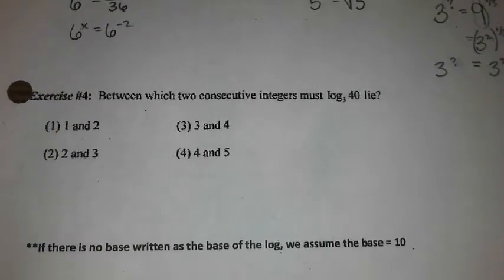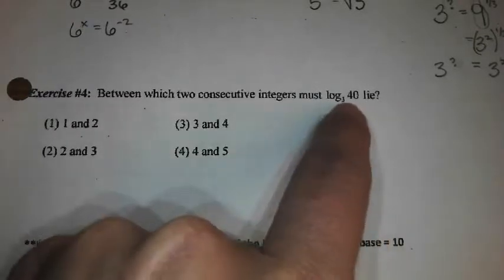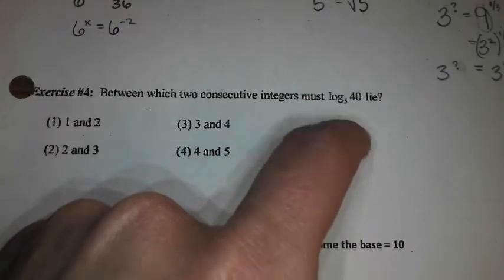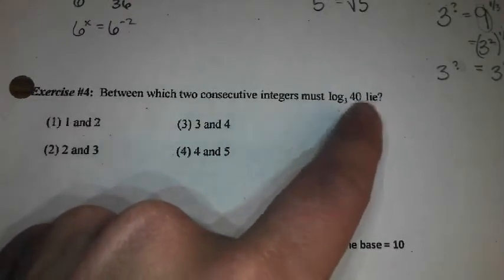Read this for me, Isaiah. Number 4. That's not how you're supposed to read it. Someone help him out. John, how do you read this? Right. Log base 3 of 40. You're taking the log of 40 with a base of 3. Log base 3 of 40.